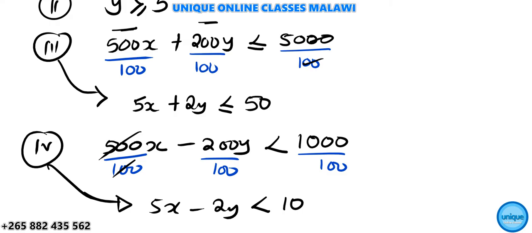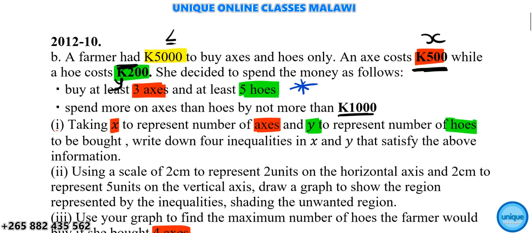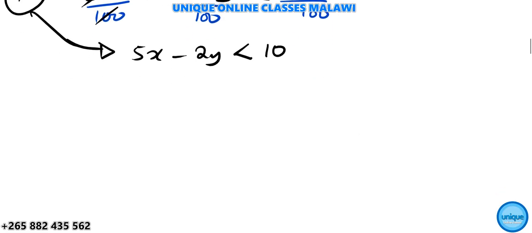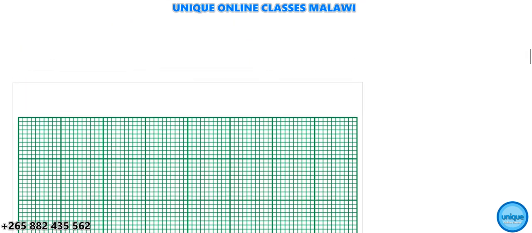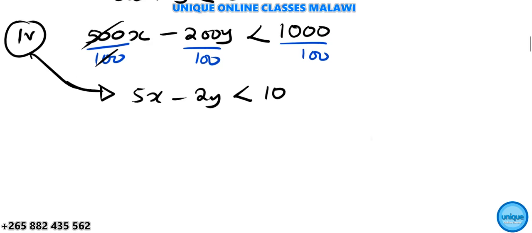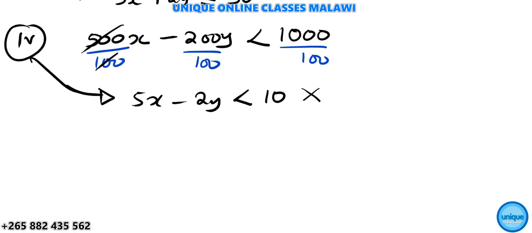So according to the question, the next thing we should do is draw a graph using the information which has been given here. My graph is very small, so I should simplify my inequality so that it should fit the graph. So I should start simplifying this one.